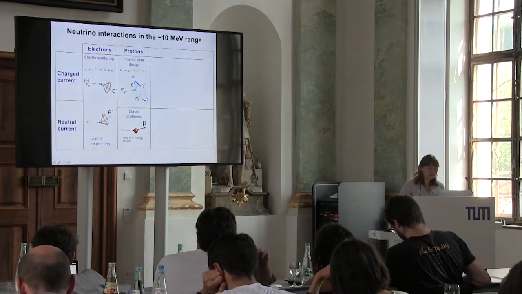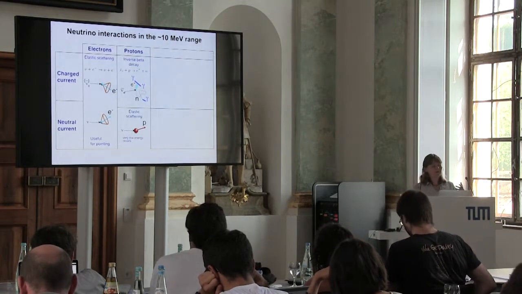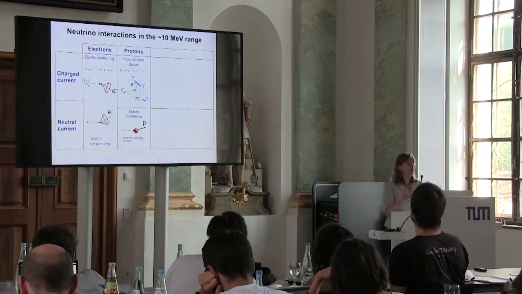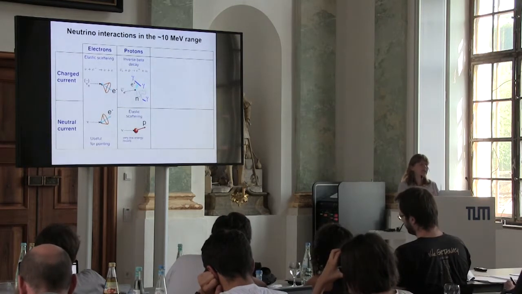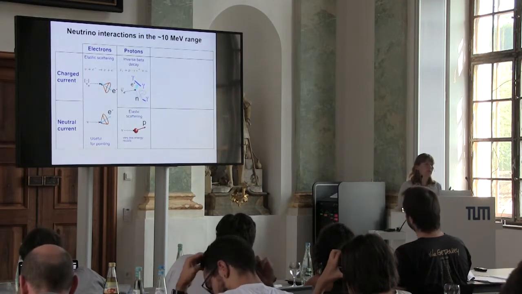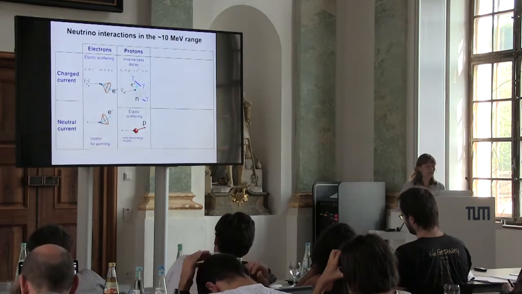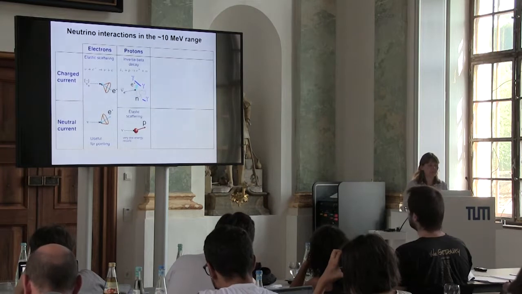You can also have elastic scattering on protons, where the cross-section is also relatively high, and you get a recoil proton. So maybe this one is like scattering with a bowling ball, and you have to see the recoil of that proton, which can be experimentally challenging, but it's possible. And this is neutral current, so it's sensitive to all the flavors.